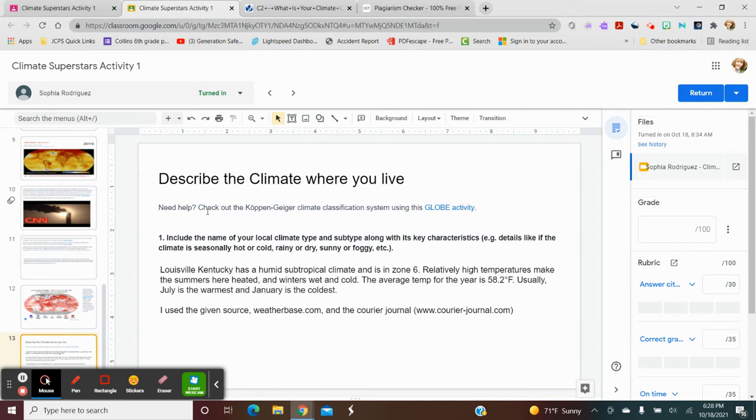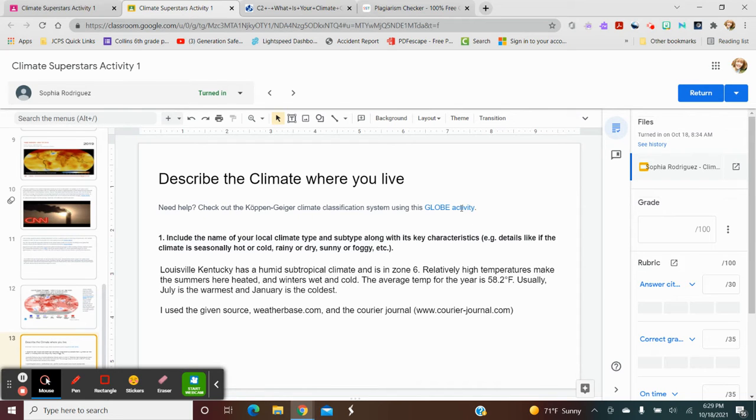So going through all that, it says need help. Yes, you all need help because you haven't ever done this before, I don't think. So it says check out the Koppen Geiger climate classification system. It says include the name of your local climate type and subtype with its key characteristics. Kate, do you know how to do that? I don't. But this person here has the best answer of anybody that I have seen so far.